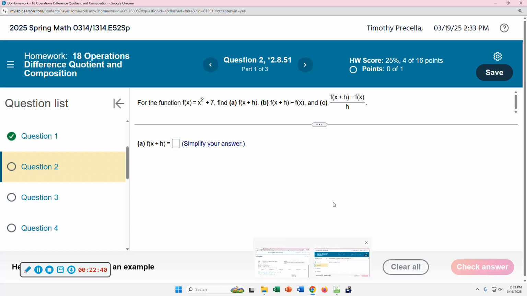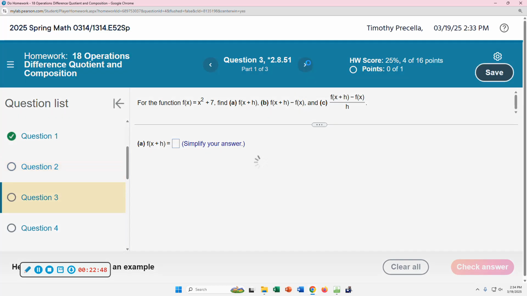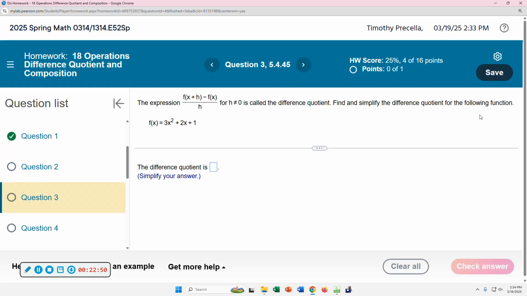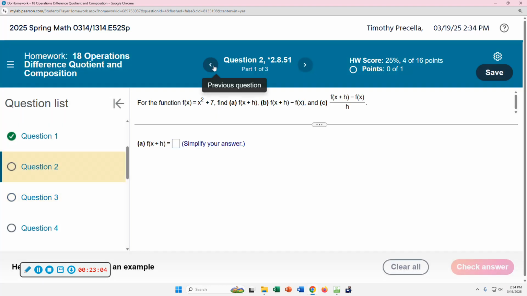Now look at number 3. On number 2, they talk you through because it's the first one: A, B, C. Number 3 doesn't give you the 3 steps. You've got to know the 3 steps. I'm going to use those 3 steps even on number 3, and break it up into pieces the way they do on number 2 to get that final answer. So on number 2, they give us the function f of x equals x squared plus 7.